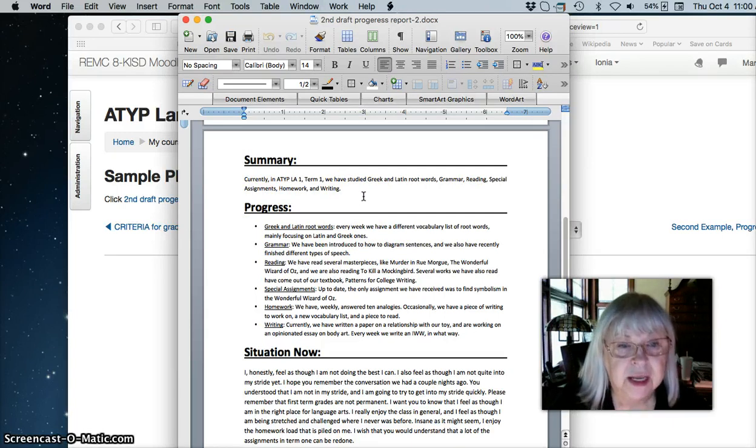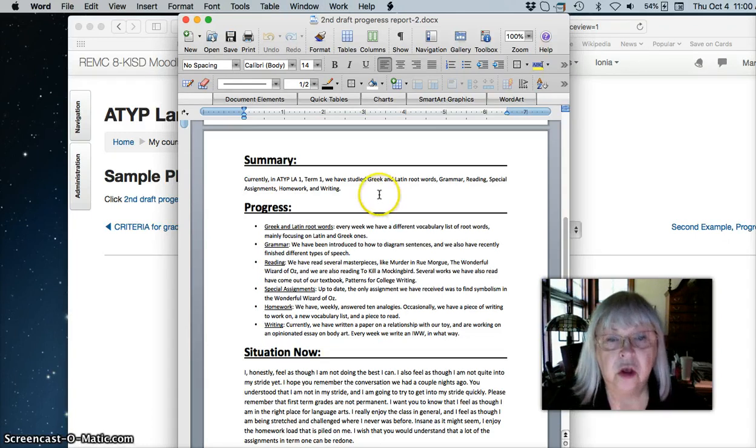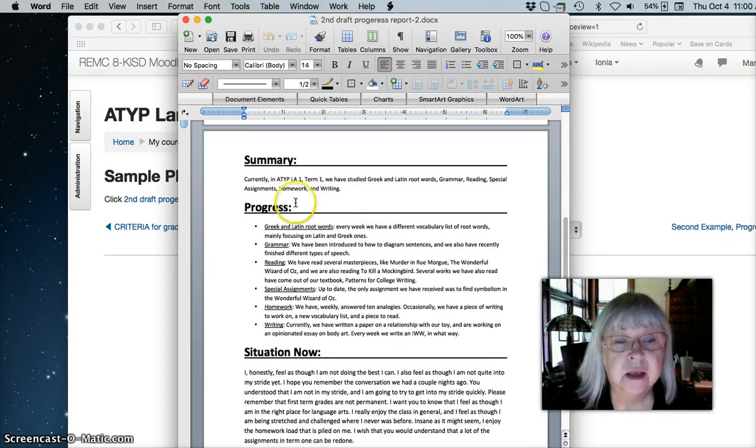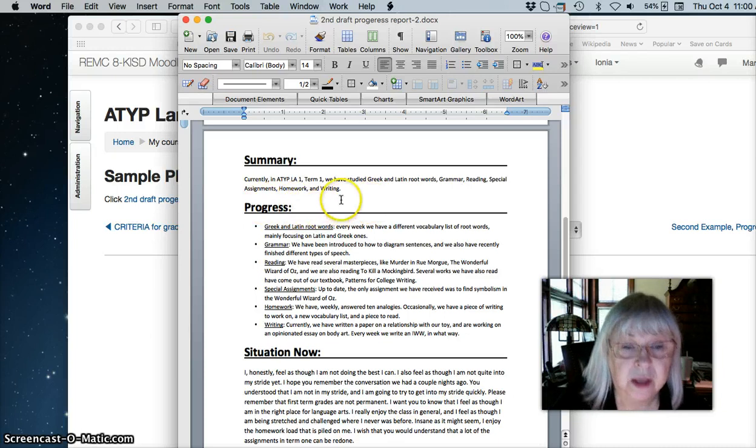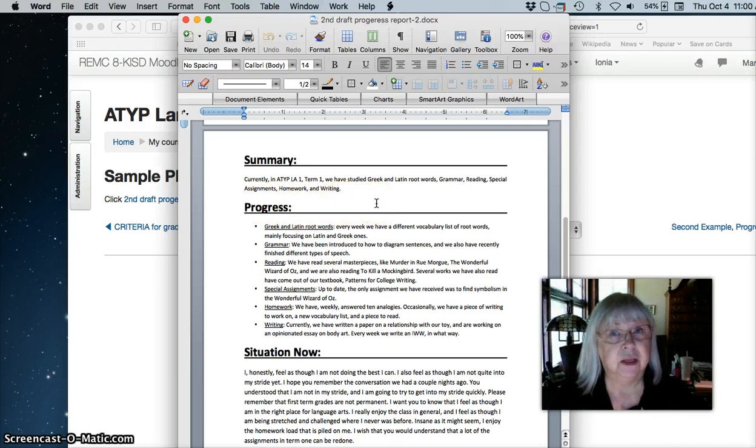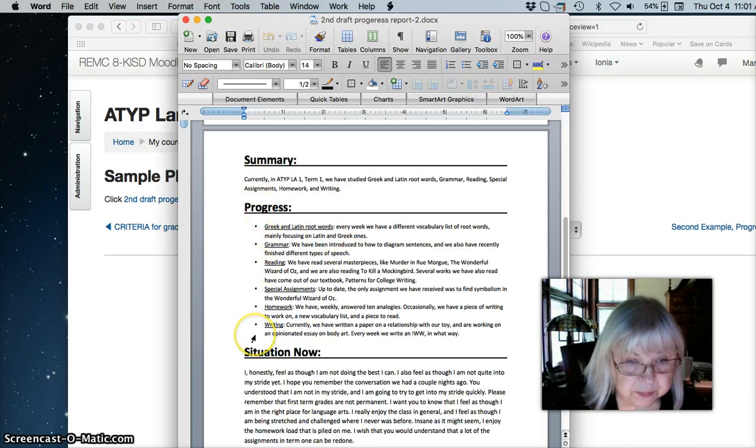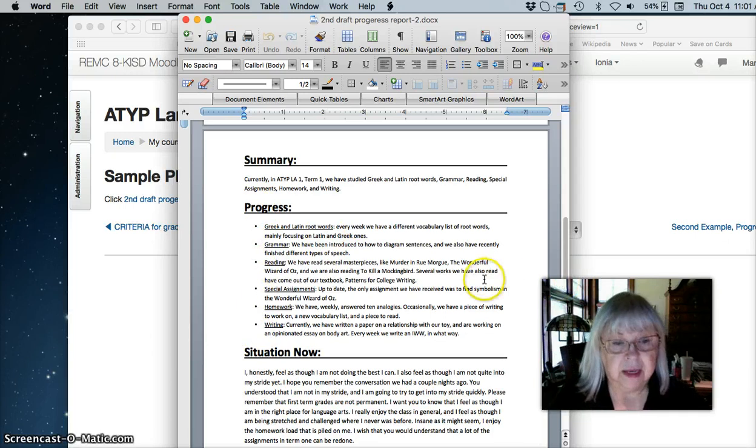Notice here, the summary is one sentence. That says, currently in ATIP LA1, Term 1, we have studied Greek and Latin root words, grammar, reading. We've had a special assignment, homework, and writing. Really, you don't need much more than that. Then the progress. In each of those categories, she spelled out what we have done. Very, very basically.